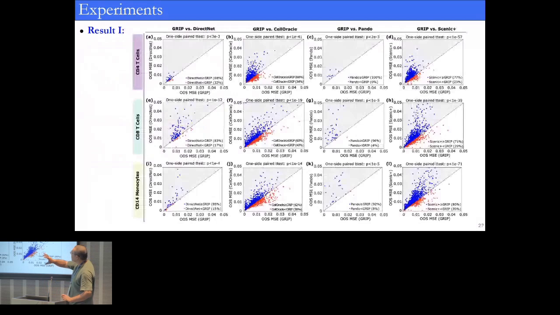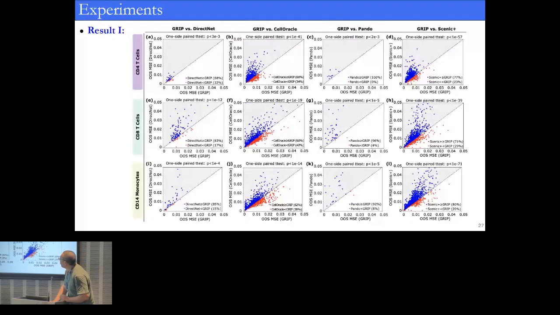Each row represents a cell type, and each column represents a pairwise comparison across the cell types. Each dot in this figure represents a target gene. The X coordinate is the out-of-sample MSE achieved by our method. The Y coordinate is the out-of-sample MSE achieved by the competing method.